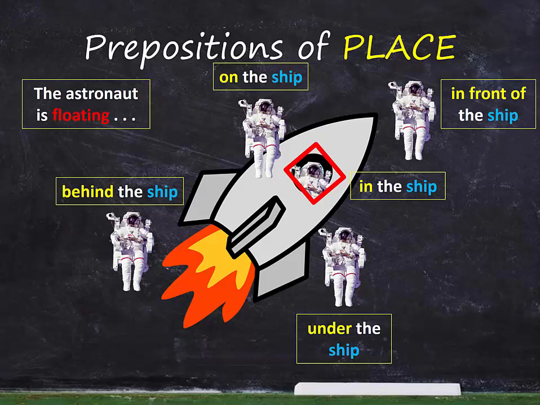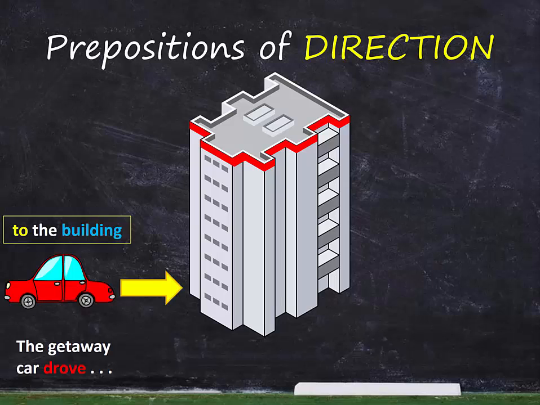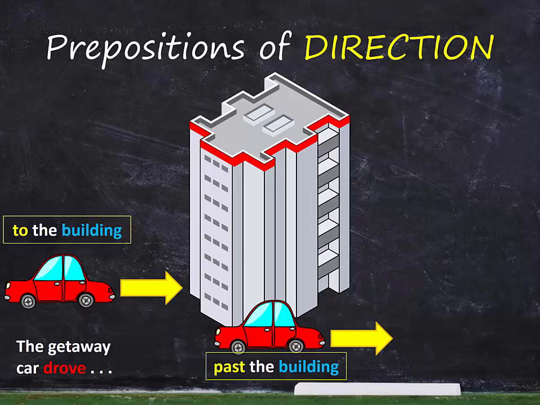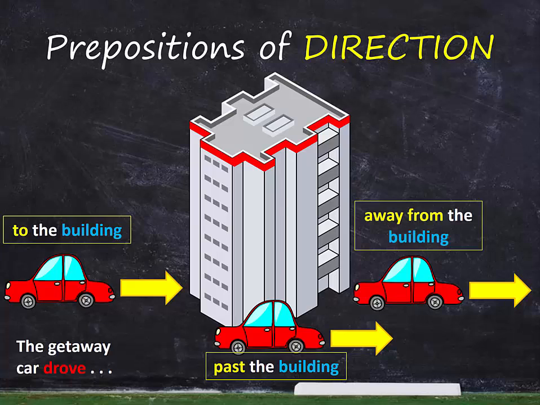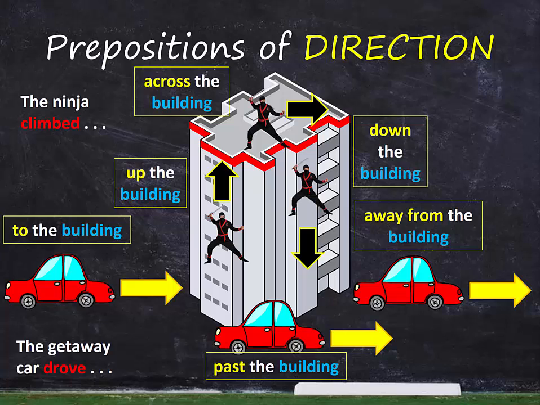And then, prepositions of direction. The getaway car drove to the building, past the building, away from the building. Then the ninja climbed up the building, across the building, and down the building.